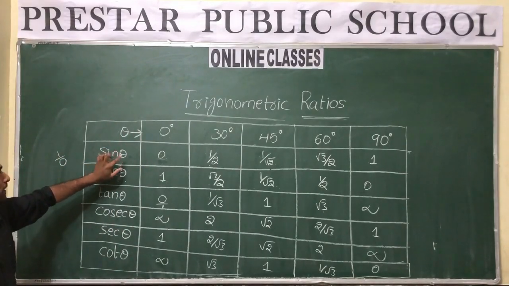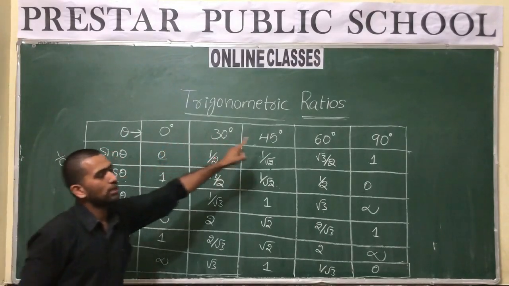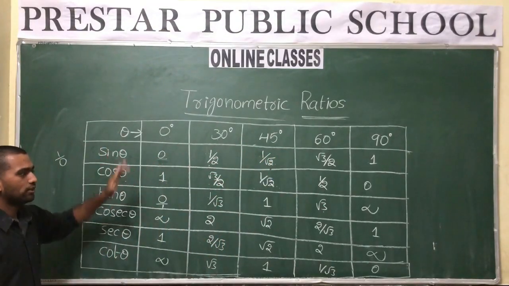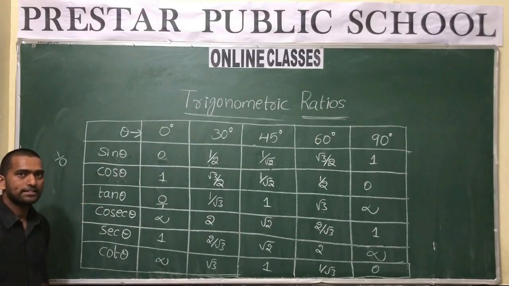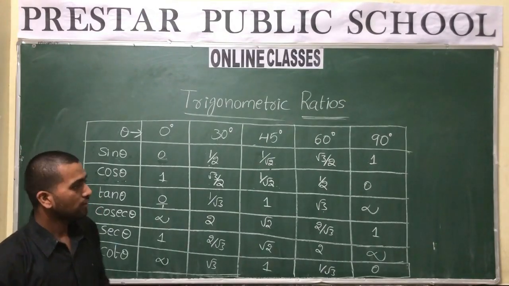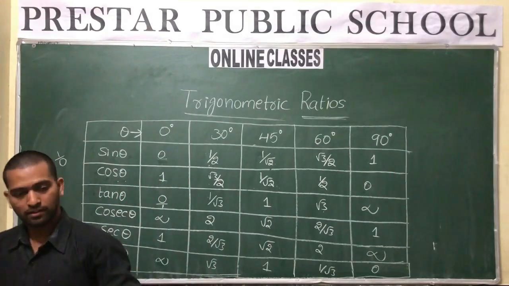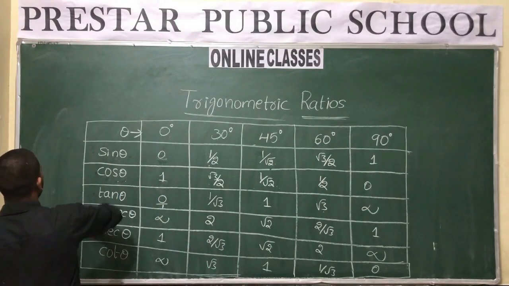If you know the values of sin theta with respect to all these angles, this total table you can write. Once again, have a look at this table. If you understand this table, then only you can easily solve the problems. I am going to erase this table now, and we will get into the problems.